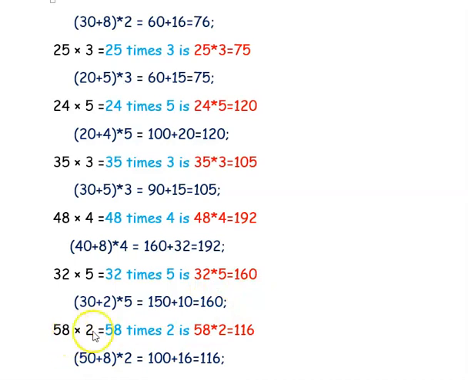Next number is 58 into 2. So 58 can be written as 50 plus 8 into 2. So 50 into 2 is 100 plus 8 into 2 is 16. So it's 116. So thus 58 into 2 is 116.